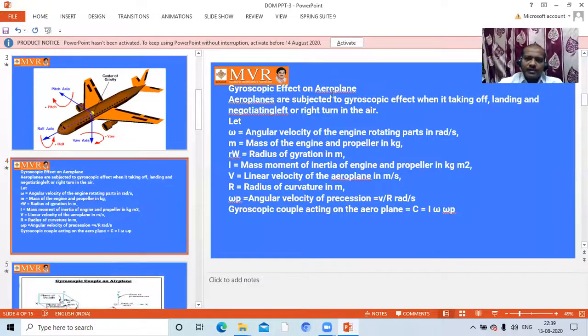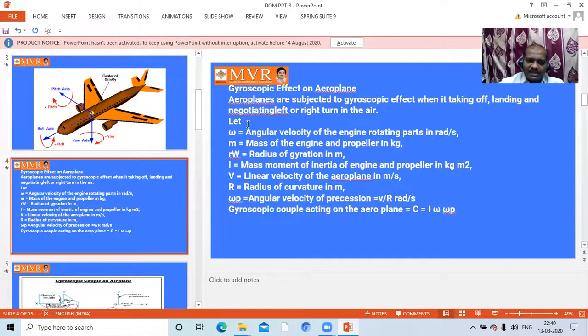So, gyroscopic effect on aeroplane. When this gyroscopic effect is going to affect, when the object has to be balanced, then we have to go for this gyroscopic effect. That means, what are the factors that are affecting the aeroplane to balance. If you observe this one, an aeroplane is subjected to gyroscopic effect when it is in takeoff condition, while it is landing, and negotiating a left turn or a right turn. So at this place, we have to balance certain factors. What are those factors? We have to discuss one by one.